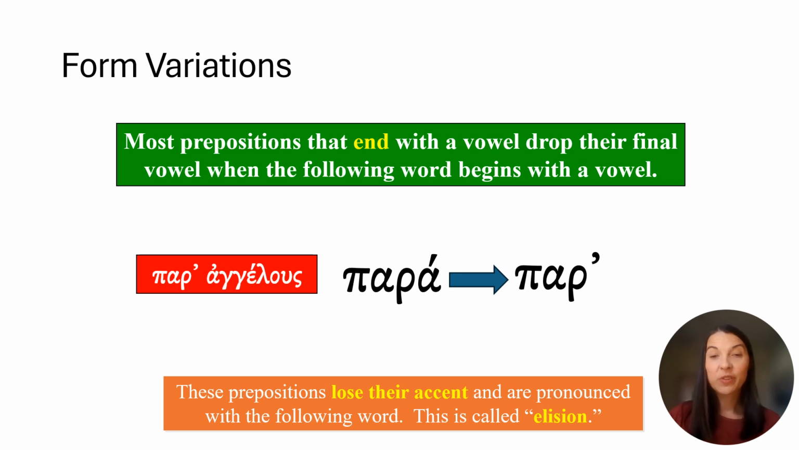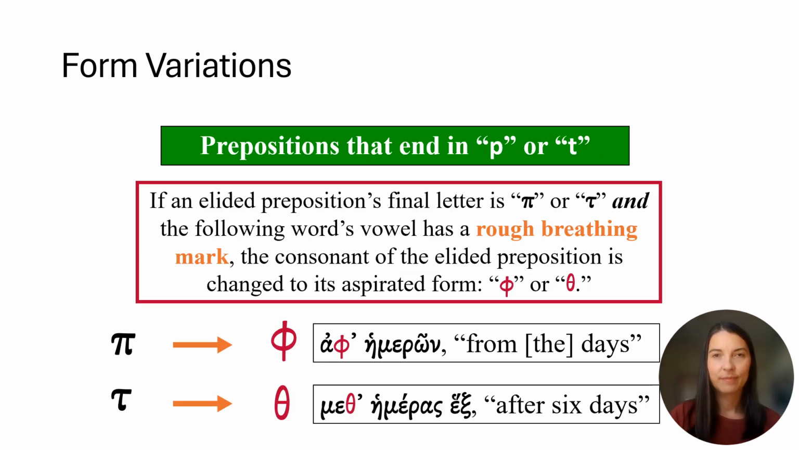It's also interesting to note that these words will possibly lose their accent when they are pronounced with the following word. That's elision. And so you might look at this at the end and think, oh, it's got a breathing mark at the end. But that's not a breathing mark. That is just evidence of contraction, similar to how we have contractions in English.